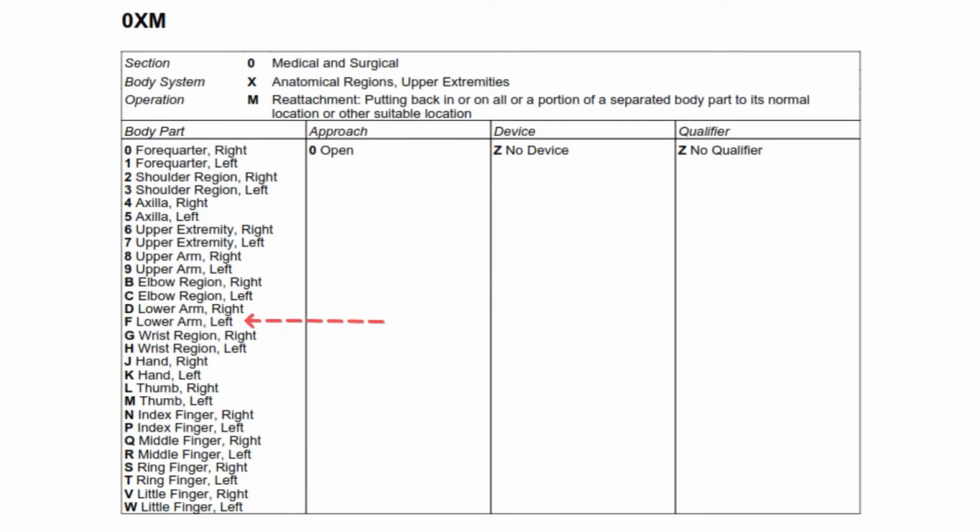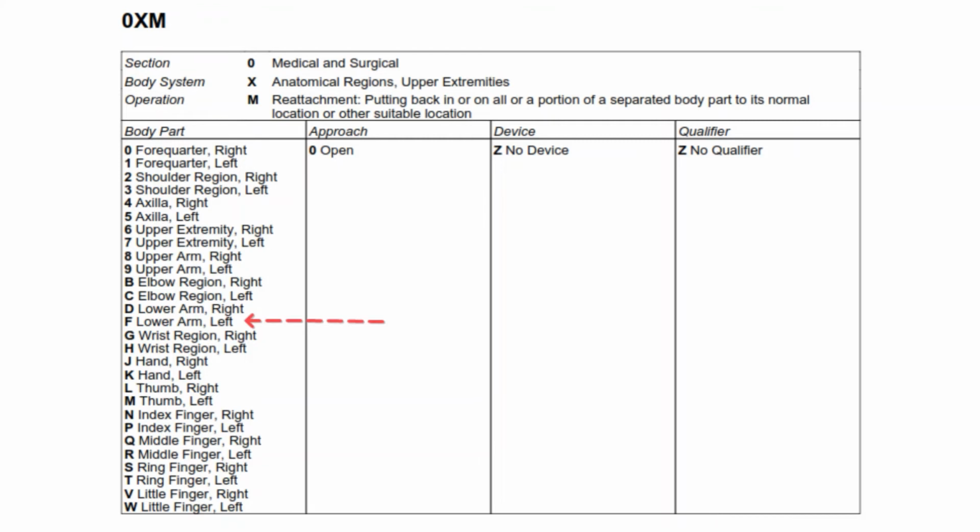So this is the corresponding table that shows the reattachment of the left lower arm. Section is medical and surgical. Body system is anatomic regions, upper extremities, because we are talking about reattachment at the level of the elbow, right? Now, note one important aspect. We cannot take any other body system for this example, like upper joints or upper bones or upper muscles, right?